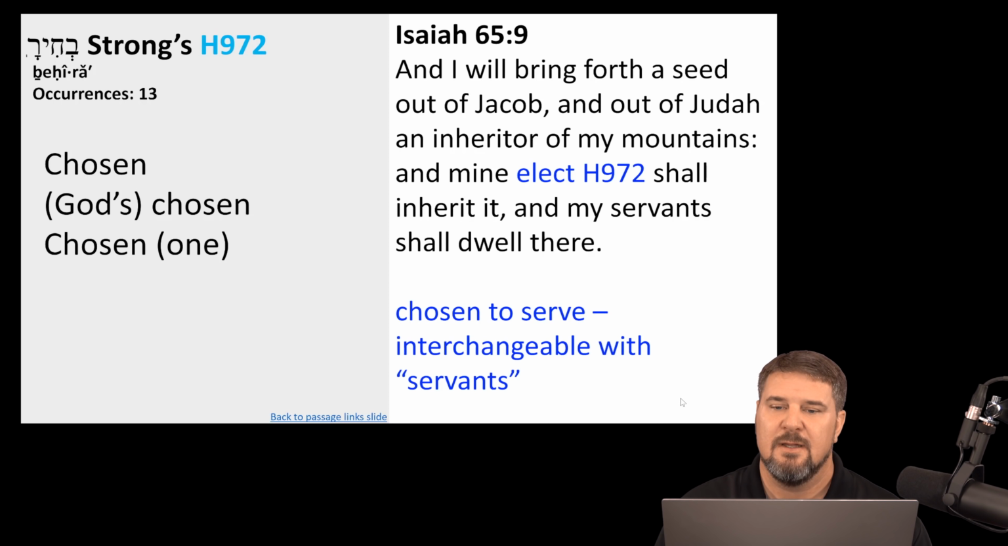Talking about Israel. Isaiah 65:9, "And I will bring forth a seed out of Jacob and out of Judah, an inheritor of my mountains, and mine elect shall inherit it." They're chosen to serve. "And mine elect shall inherit it, and my servants shall dwell there." So that, again, elect and servants are interchangeable. Shows you that people are elected to serve.